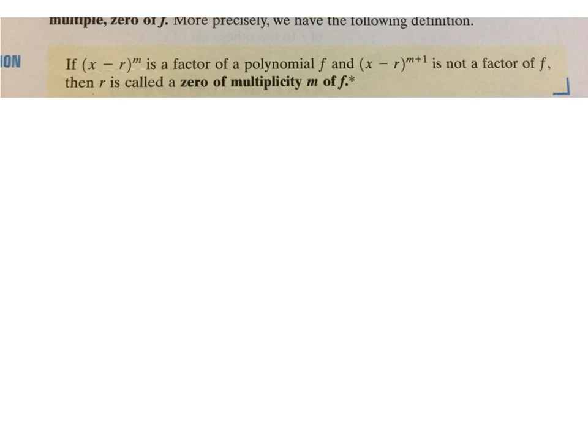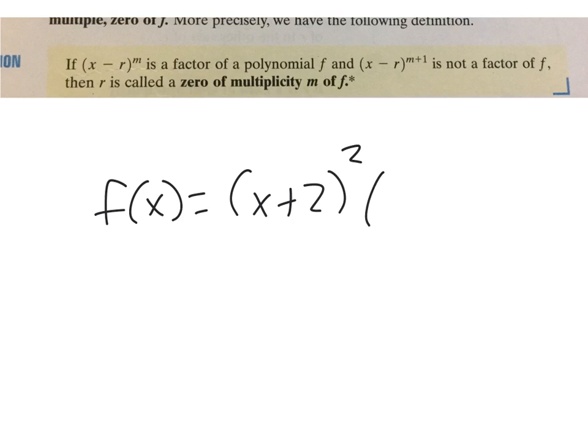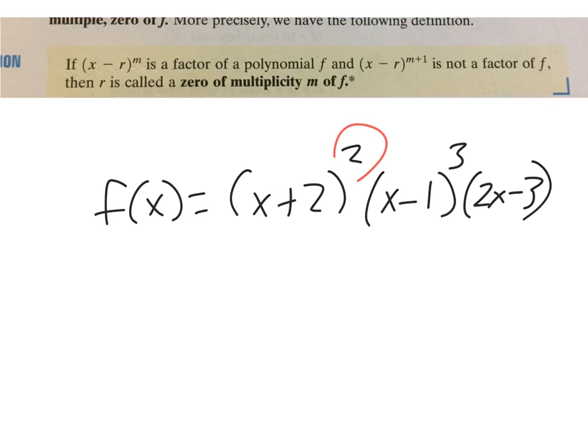So basically, this is what we're looking at. If I had a function and say that the factored form was x plus 2 squared times x minus 1 to the third times 2x minus 3. Okay? And I ask you to find the x-intercepts. Since these factors are raised to a power, they have a different multiplicity, is what it's called. It means that that x-intercept is happening multiple times. And so the way we show that is a little different.